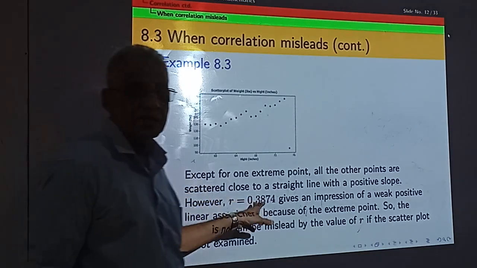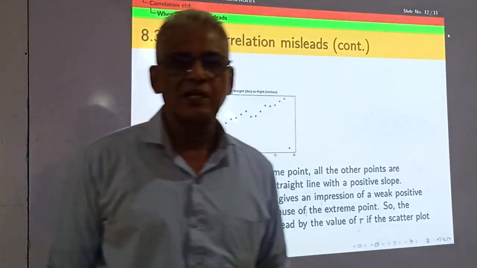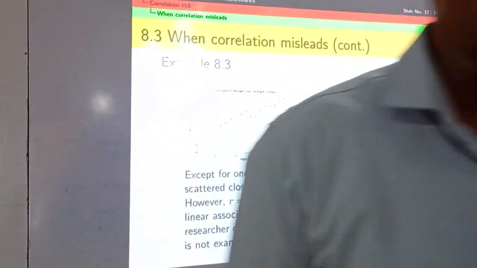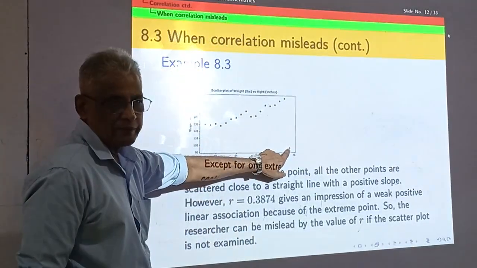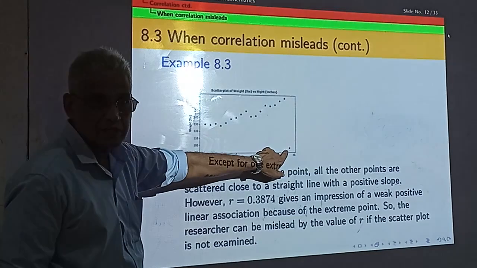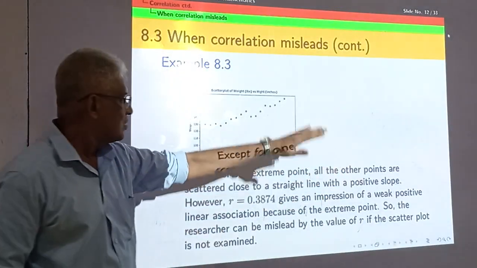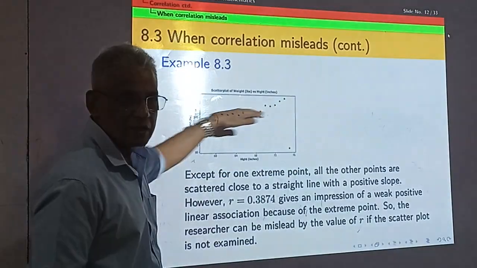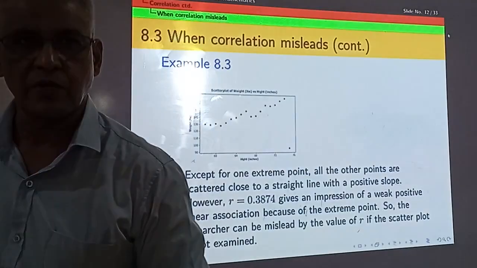So you will interpret, then you will say there is a weak positive linear relationship. But actually, this is a kind of outlier. If for some reason this was a mistake, you can easily remove it or correct it, right? Once you do that, you will have this one. So this is a very strong linear relationship, right?